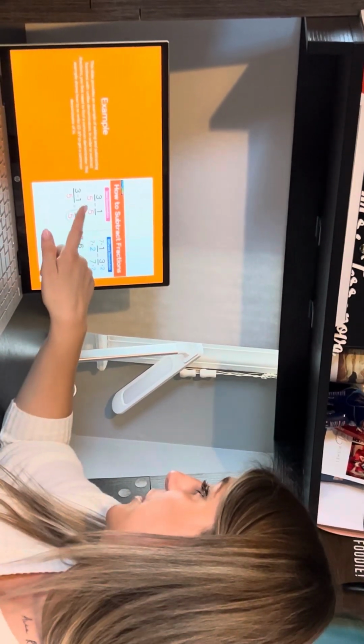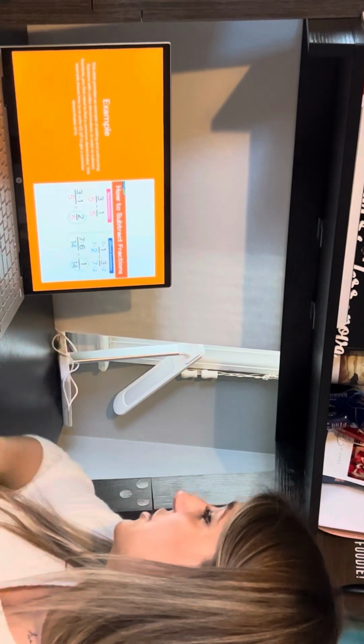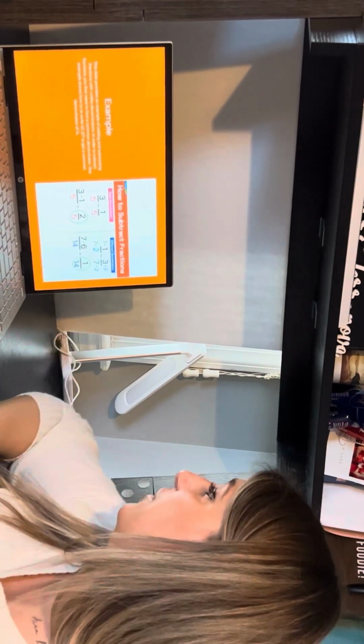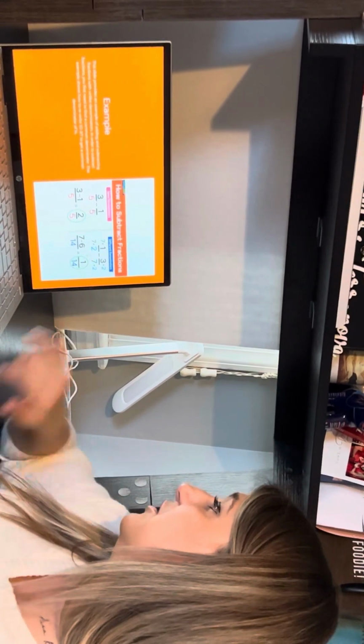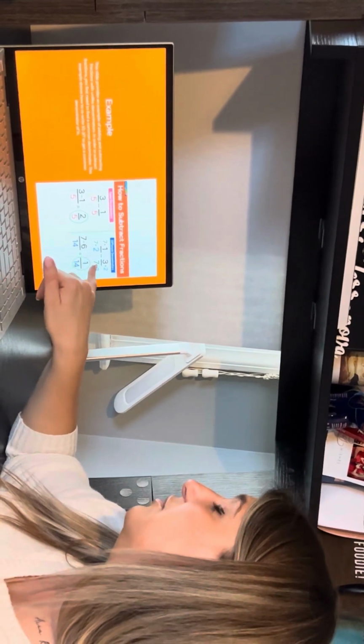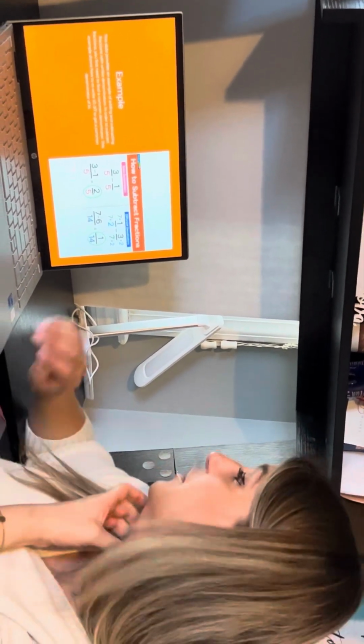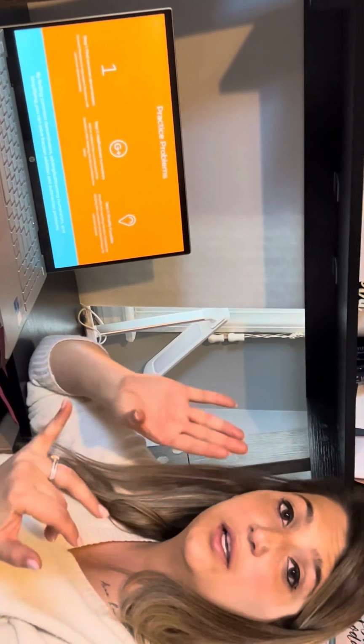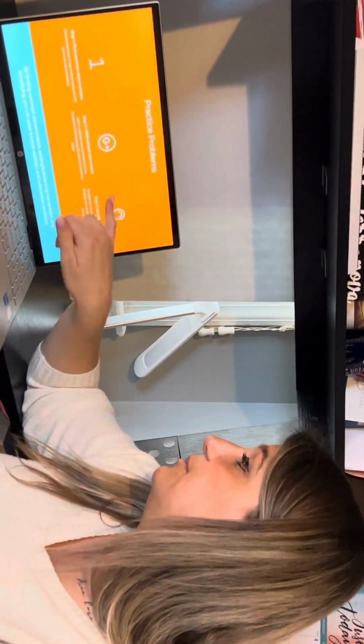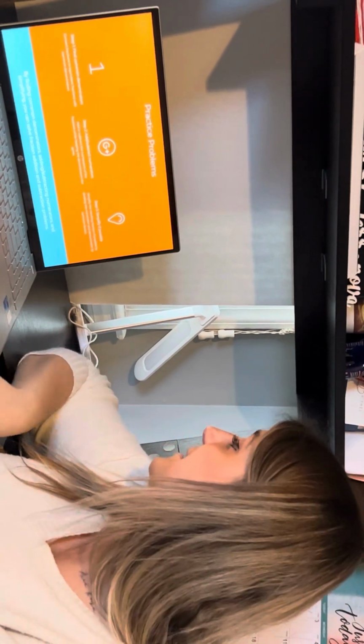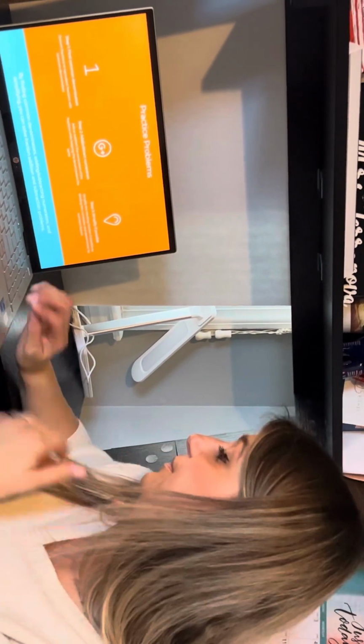So here's an example. This is with the same denominators, 3/5 minus 1/5, and you get 2/5. And then the different denominators, where we found the multiple of 7 and 2, which was 14. So practice problems. Step 1, find common denominators. Step 2, add or subtract the numerators. And step 3, simplify if possible.